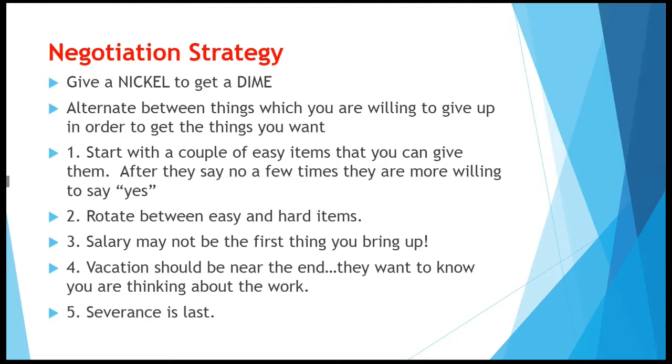So here's some more strategy. Give a nickel to get a dime. What does that mean? Alternate between things you're willing to give up in order to get the things you want. So if you start with a couple of easy items that you can give them, such as, well, I'd really like to get paid to go to continuing education courses, and if that's not that important to you, and they say no, okay. Or, you know, I'd really like 4 weeks vacation. And they say no. So you start with things that they may say no to, and then you come up with harder things.